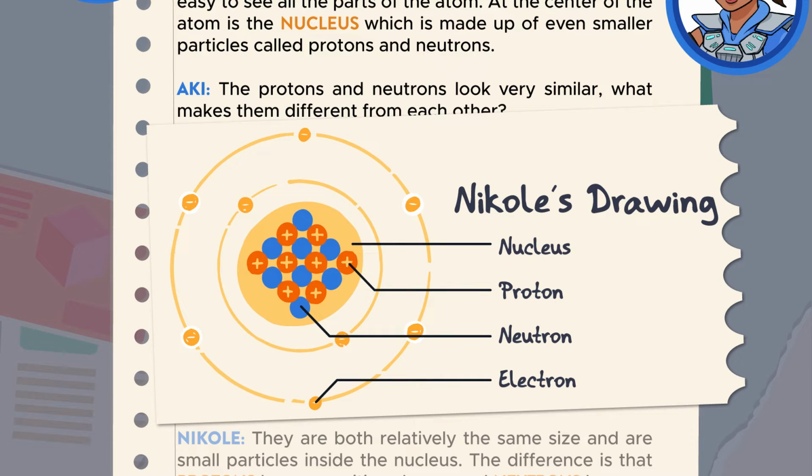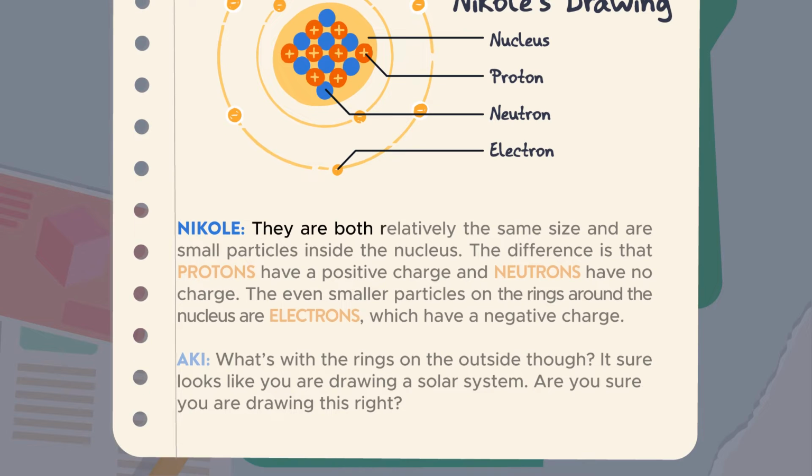Nikole's drawing illustration shows an atom labeled with the nucleus, proton, neutron, and electron. They are both relatively the same size and are small particles inside the nucleus. The difference is that protons have a positive charge and neutrons have no charge. The even smaller particles on the rings around the nucleus are electrons, which have a negative charge.